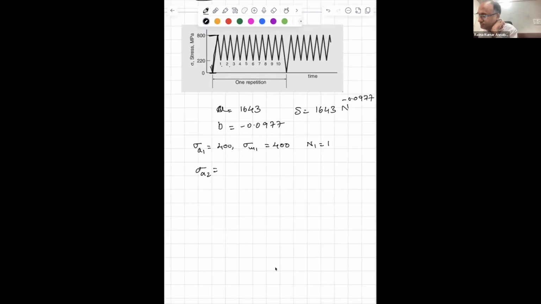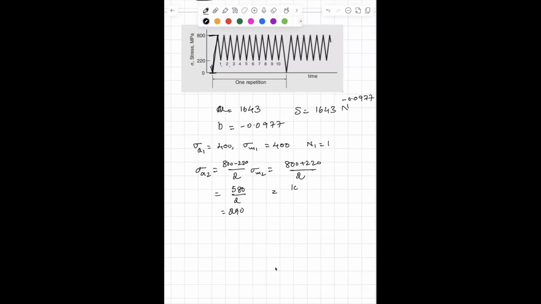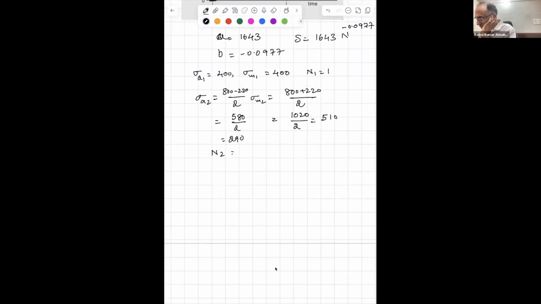Sigma A2 is how much? That is 290. What is sigma M2? Sigma A2 is 800 minus 220 by 2, isn't it? That is 580 by 2, that is 290. Sigma M2 is 800 plus 220 by 2, that is 1020 by 2, that is 510. And N2 is 10 cycles.